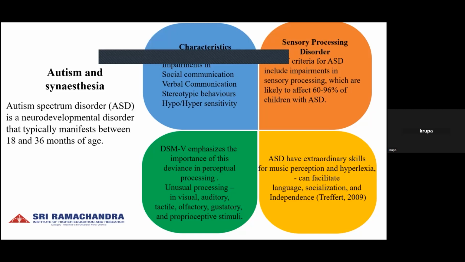It is important to note that these deviances are not restricted to one particular sensory modality, but it is a sensory profile across the sensations: visual, auditory, tactile, olfactory, gustatory, and proprioceptive. The most important thing here is, given that they have these sensory differences, we should also note that these sensory differences are responsible for, or could be a reason for, the extraordinary skills they have. For example, music perception and hyperlexia, that is reading without pre-teaching. Those aspects are oftentimes related to this difference in sensory perception, and these can facilitate language, socialization, and independence in these individuals.